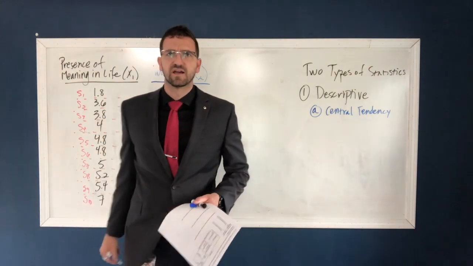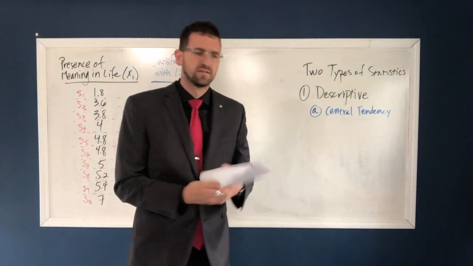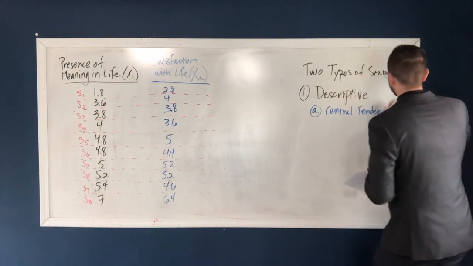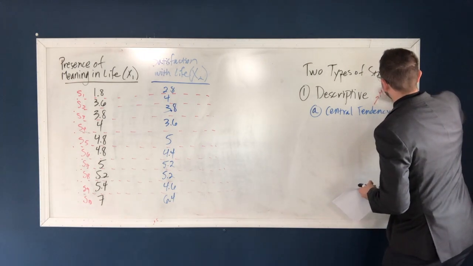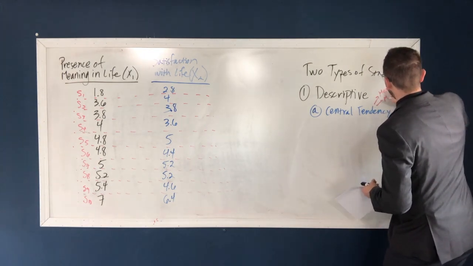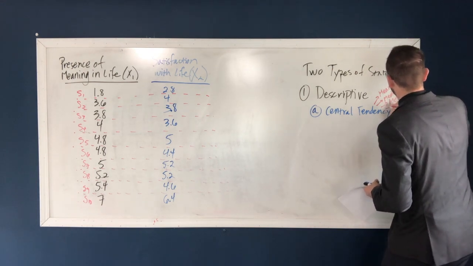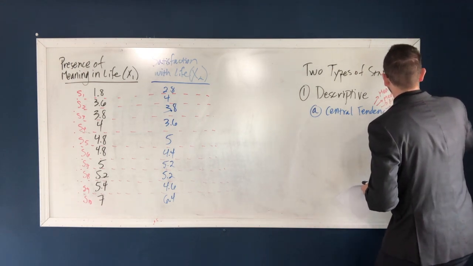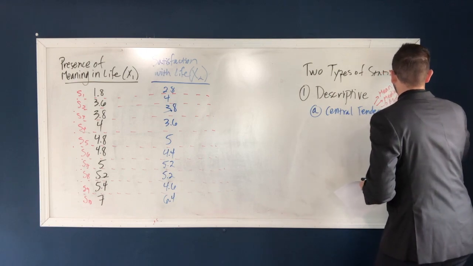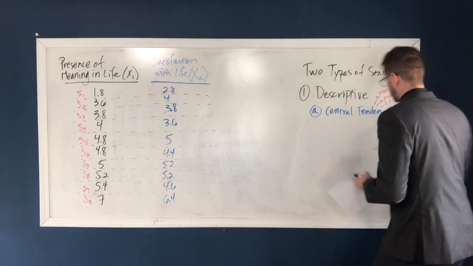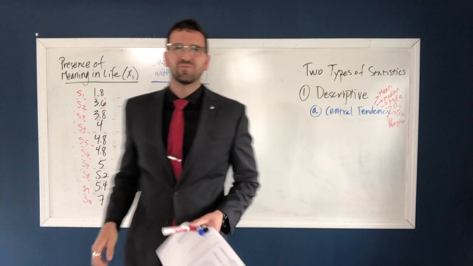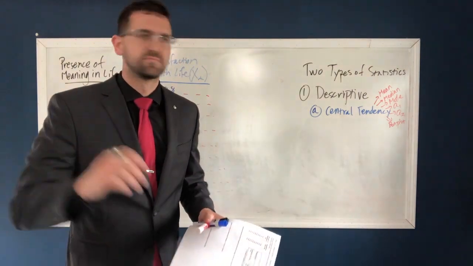In chapter 3, we talked about central tendency. So again, central tendency: mean, median, mode, Q1, Q2, box plot. So we have a bunch of those measures.